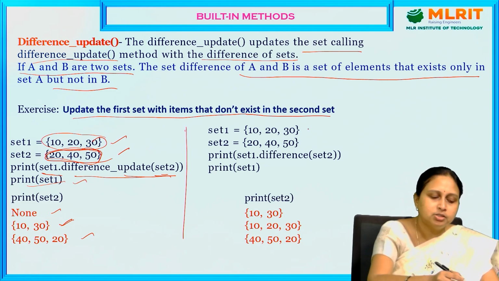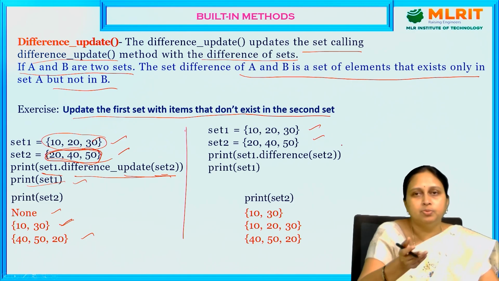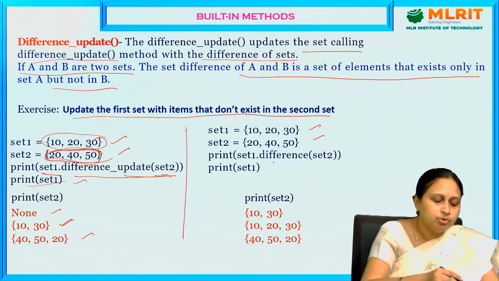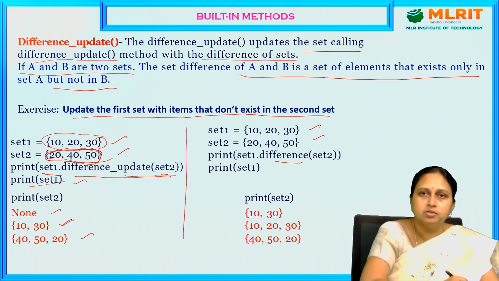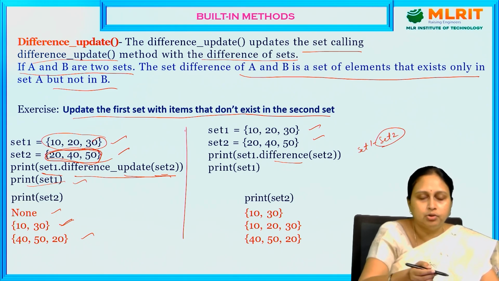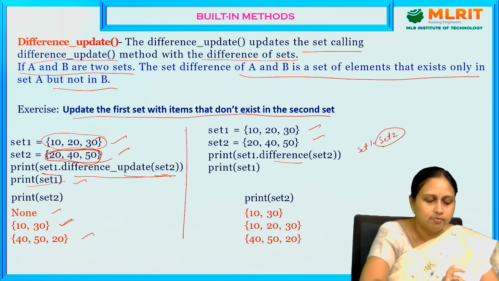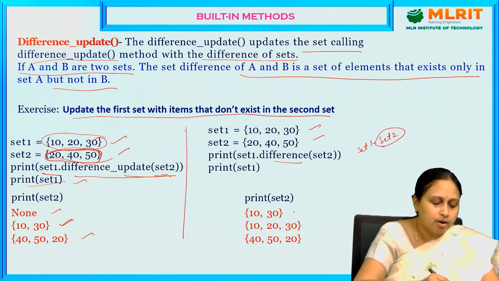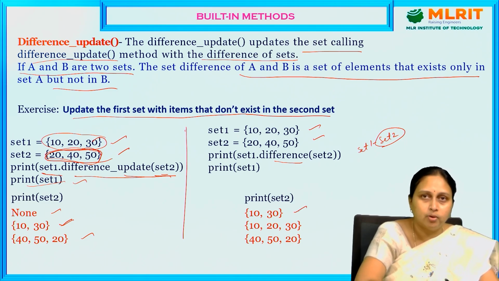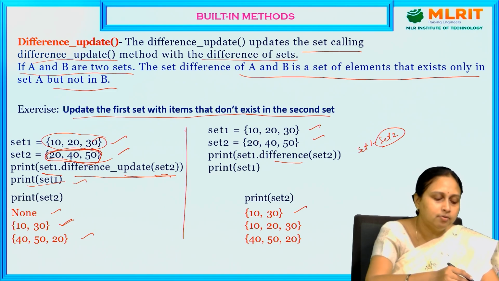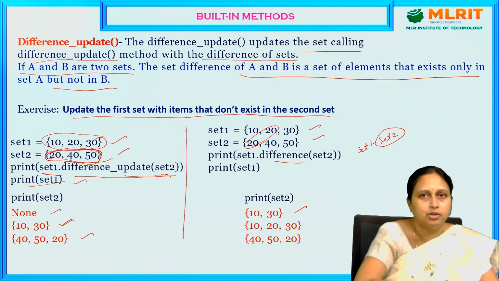And what we have already seen about difference, right? The difference is going to be done as A minus B or B minus A, and it is going to work based on that. If I do set 1 dot difference of set 2, that means it is going to do set 1 minus set 2. That means you should not have the elements existing in set 2 in set 1. That is what it is going to print. Now, if I try to print that, it is going to print 10 and 30. Why? Because 20 is present in set 2.